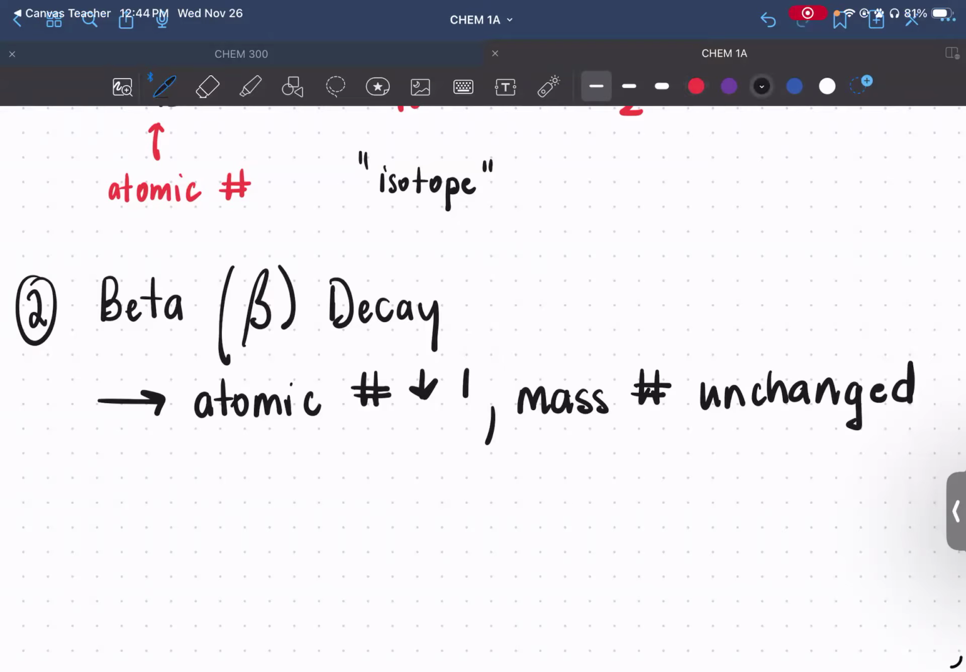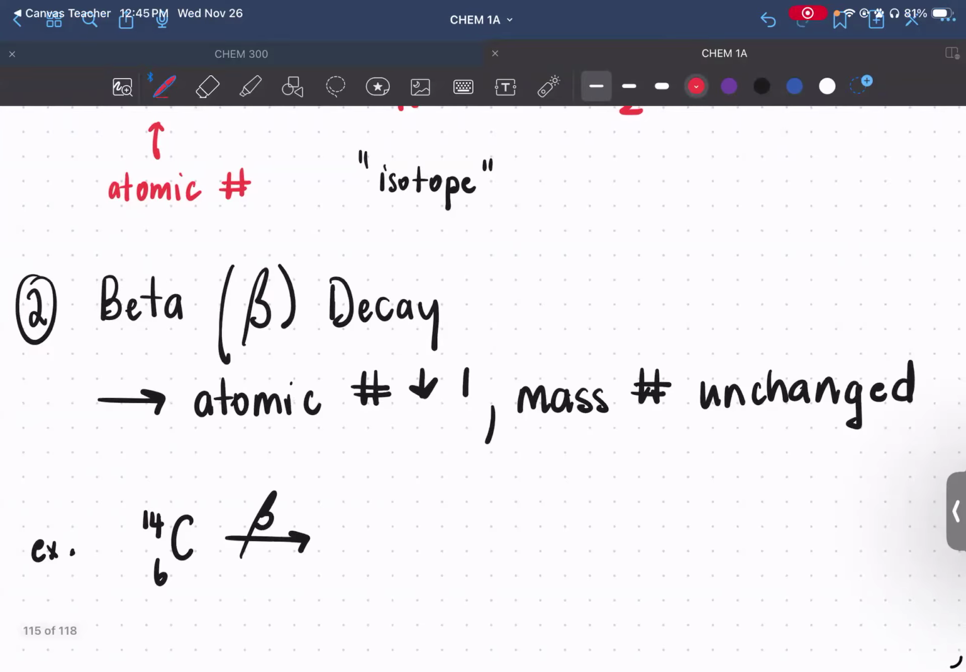An example of this is the beta decay of carbon-14. This is a new isotope of carbon that we're seeing. We've seen carbon-12 on the periodic table. We've talked about carbon-13. This is now carbon-14, so another radioactive isotope. Its nuclear equation for beta decay is as follows. We put a beta symbol over the arrow to make it clear that's the decay.